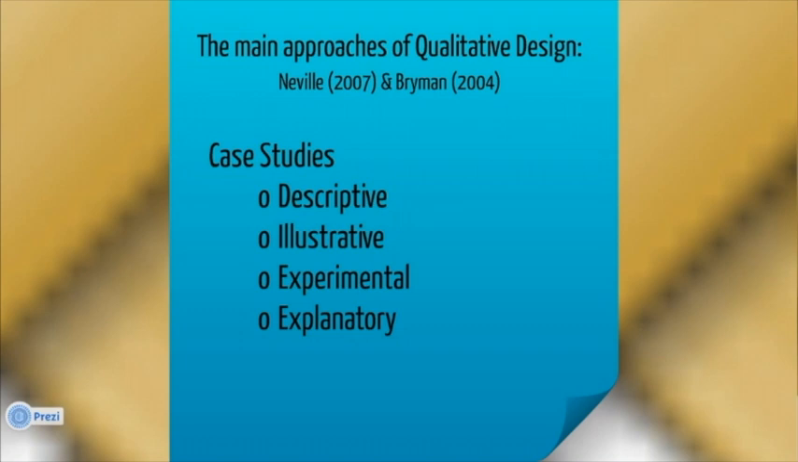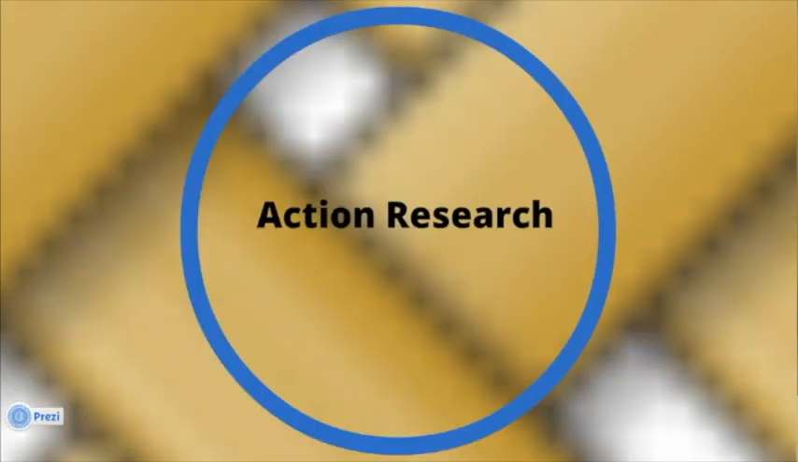Number 1. Case study. It offers an opportunity to study a particular subject, for example, one organization or a group of people. Case studies can be used to formulate theories or be descriptive, illustrative, experimental, and explanatory. Number 2. Action research. It involves an intervention by a researcher to influence change in any given situation and to monitor and evaluate the results.